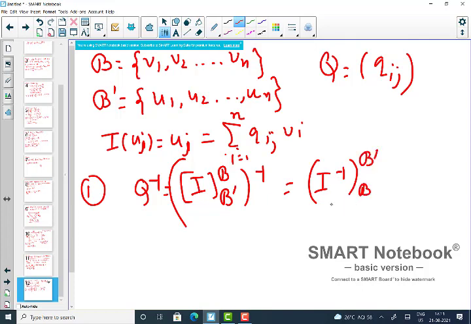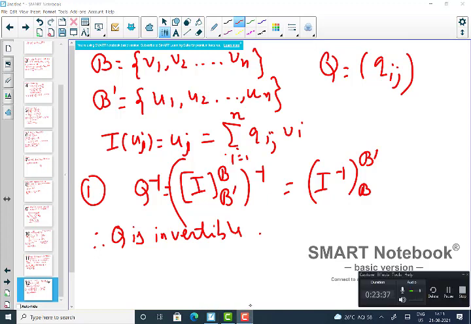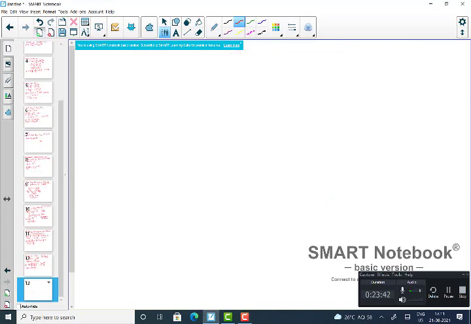Okay, but Q inverse exists because I is an invertible linear operator, the identity map. So Q inverse exists, so Q is invertible. That is obvious, right? Okay. So far good. And the other property, which is why this is called the change of basis matrix, we will see in property 2.